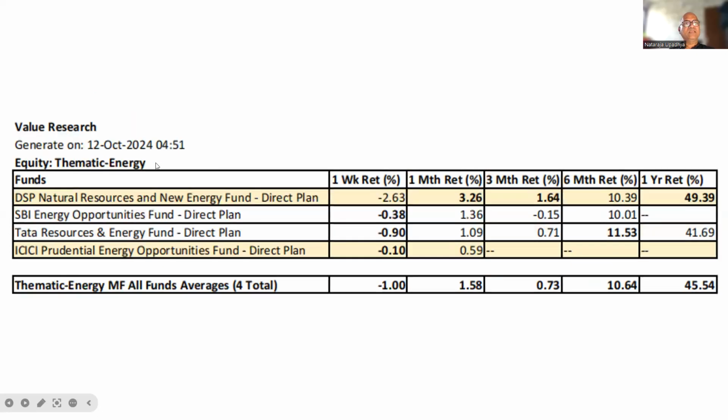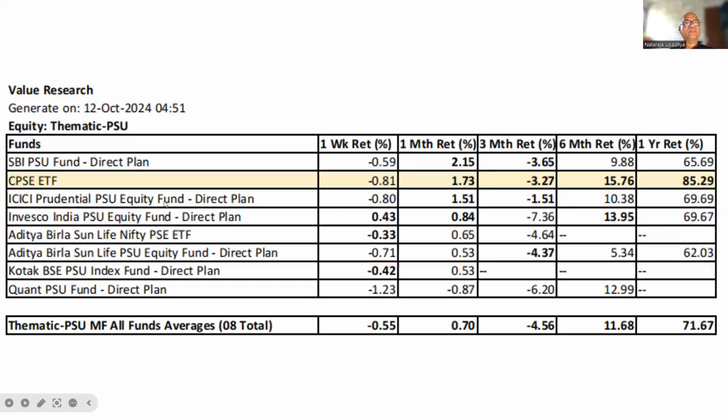Next is thematic energy fund, negative for the week, not bad for the month. 45.54 for the year is okay. None are in green because there is a divergence of performances. And they are all negative for the week, so not worth discussing.